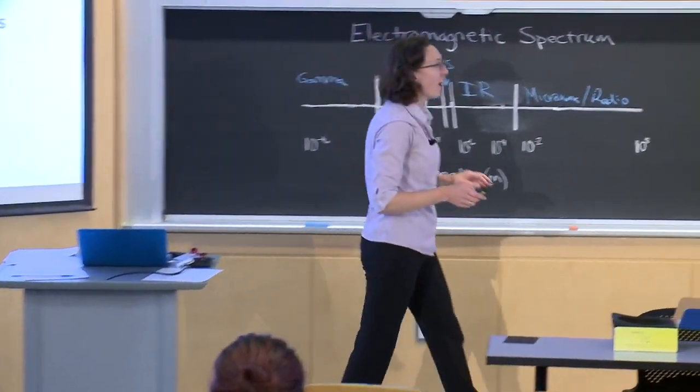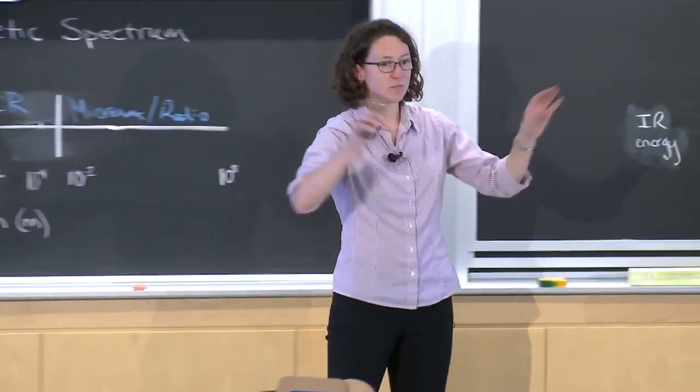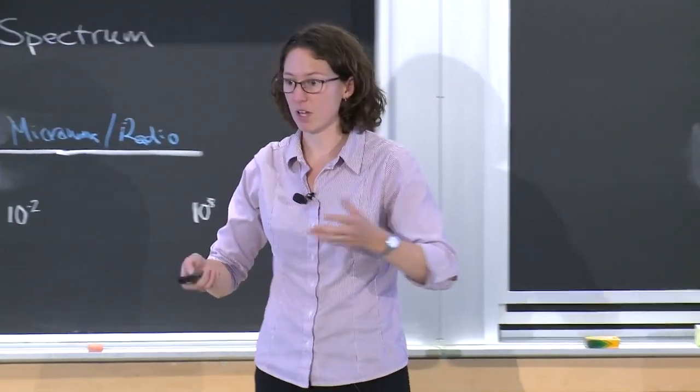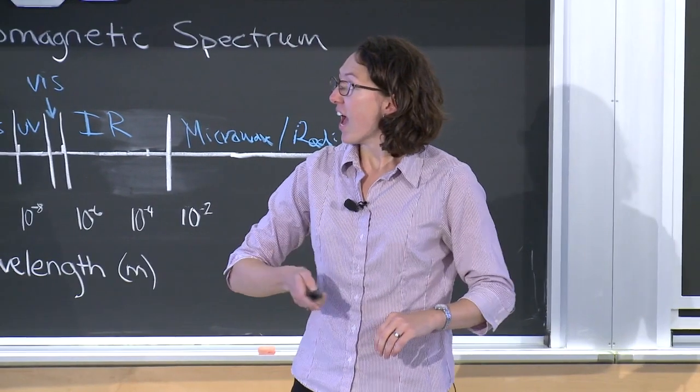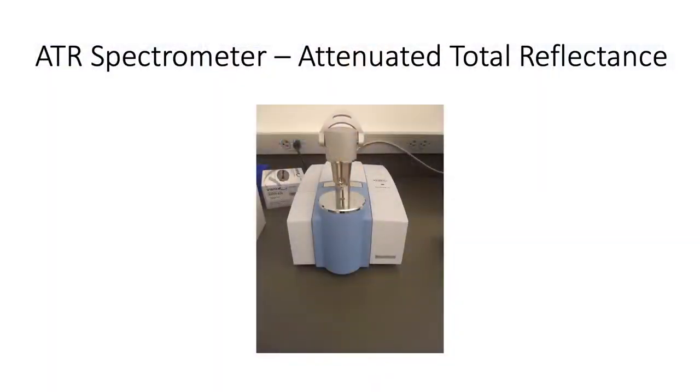So those are our IR vibrational modes, and those are all the ways that you can make your molecules vibrate. And so now how do we measure this? And this is the ATR spectrometer. It's an infrared spectrometer. This is the one that we have in the lab. And it's in the very back corner by the door in A'4.